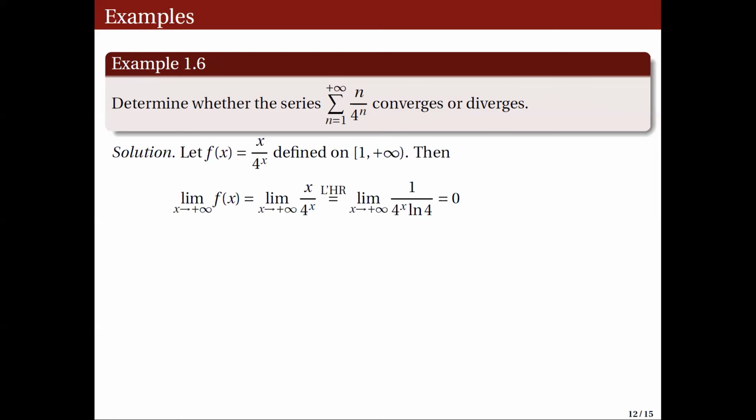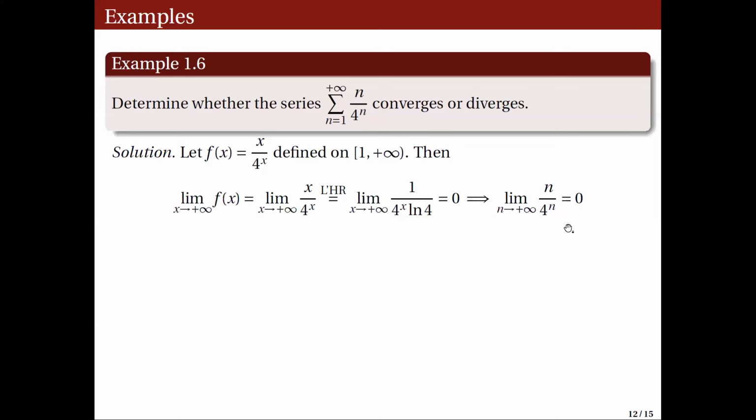This means that we have to differentiate both numerator and denominator. So for the numerator, we have the derivative of x, which is 1. For the denominator, we have the derivative of 4 to the x, which is 4 to the x ln 4. And as you can see, the limit of f of x as x goes large is equal to the limit of 1 over 4 to the x ln 4 as x goes large. And this will make 4 to the x ln 4 bigger. So therefore, this fraction goes to 0. And this implies that the limit of n over 4 to the n as n goes to infinity is 0 as well.